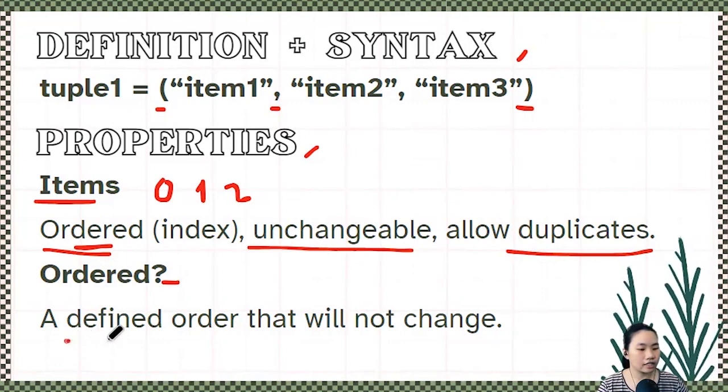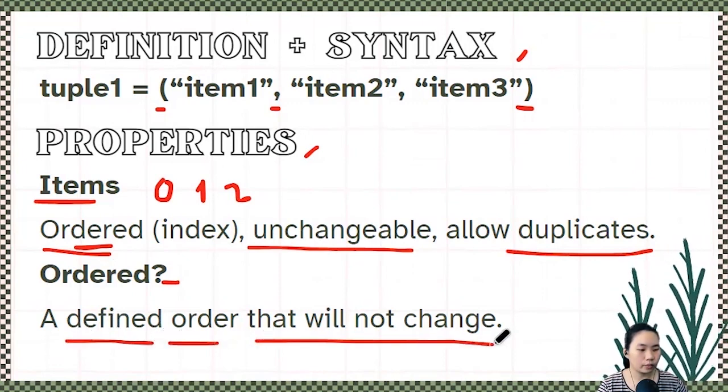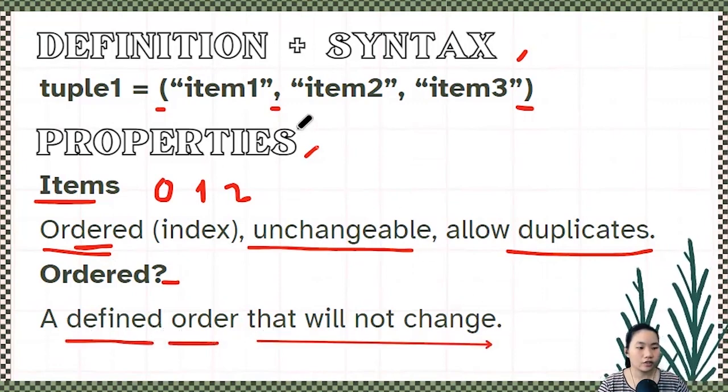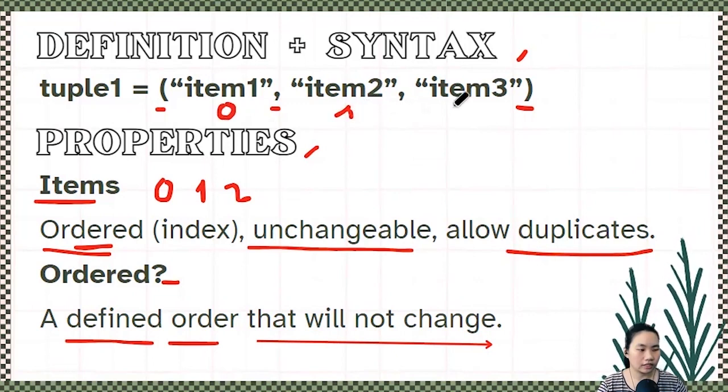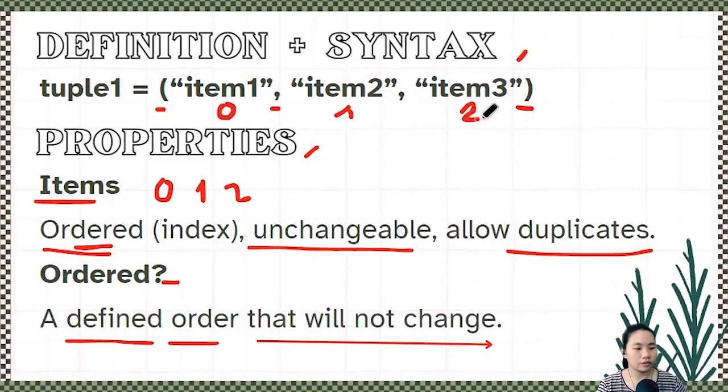Ordered as in a defined order that will not change. So item 1 has the index of 0, item 2 has the index of 1, and item 3 has the index of 2. And it cannot be changed. That's just how it is once you create the tuple.